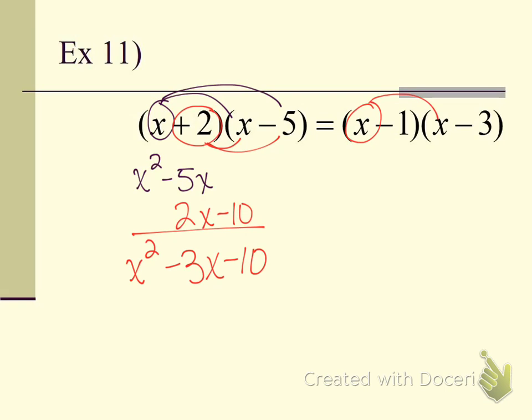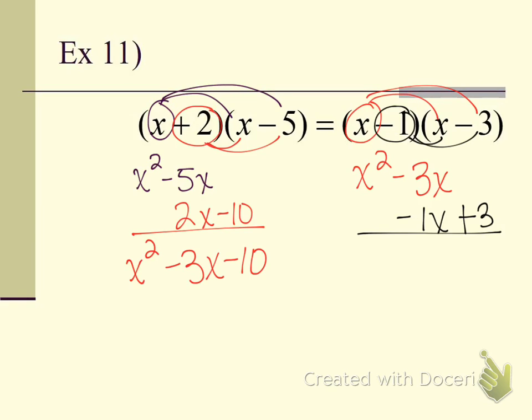We distribute an x. X times x is x squared. X times negative 3 is negative 3x. We also need to distribute the negative 1. Negative 1 times x is negative x. Negative 1 times negative 3 is positive 3. And then combine our like terms. X squared minus 4x plus 3. And we're just going to plop that equal sign right back in between them.